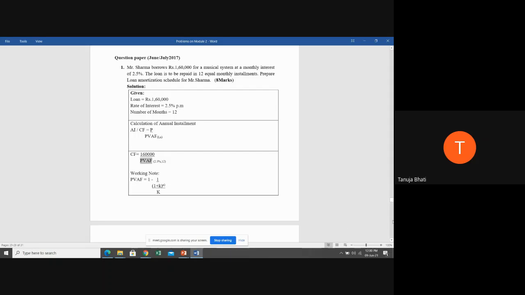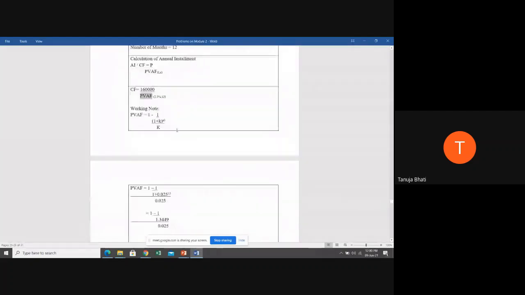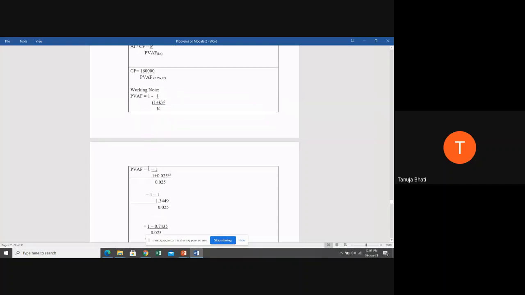And the formula, I've already told you, in the absence of table, the formula that you need to use is: present value annuity factor equals 1 minus 1 divided by 1 plus k raised to n, the whole divided by k. You can see that in the absence of the present value annuity factor table, you have to use this particular formula, which I've already covered in my previous classes.